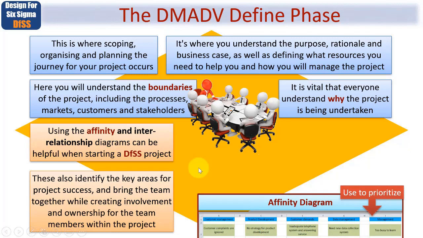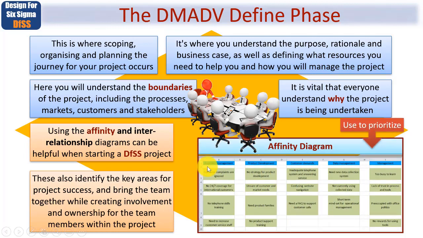Here's a quick snap of an affinity diagram. Again, these and other tools are covered in detail in our Lean Six Sigma masterclass. Affinity, as the name suggests, is really the grouping together areas of common interest. Here, in this simple example, this is all about customer management, product development, customer demands, and so on. Every affinity diagram will naturally choose the way in which these are clustered together. And of course, we can use this to actually prioritize the various critical to quality aspects. So that's the DMADV define phase.